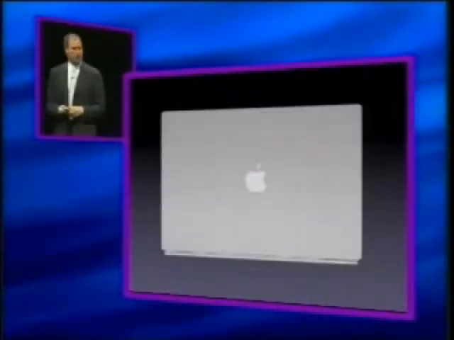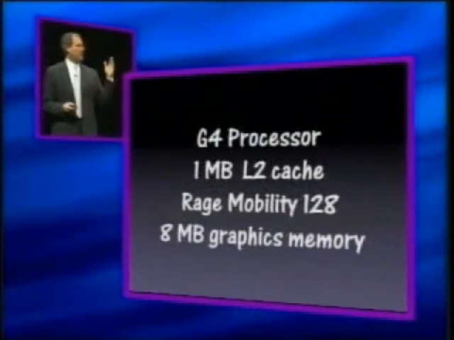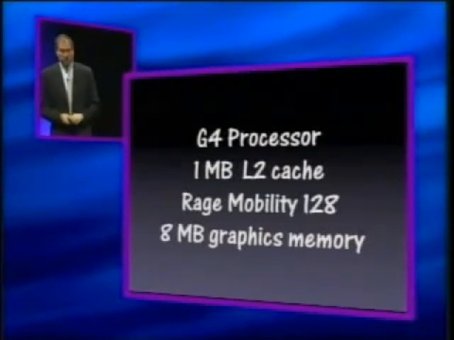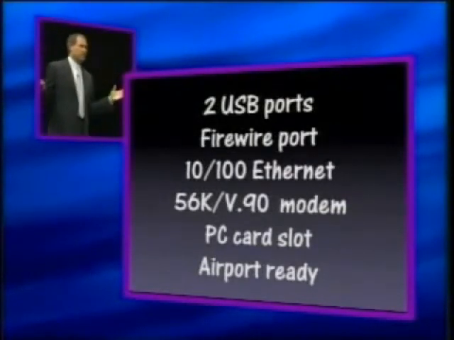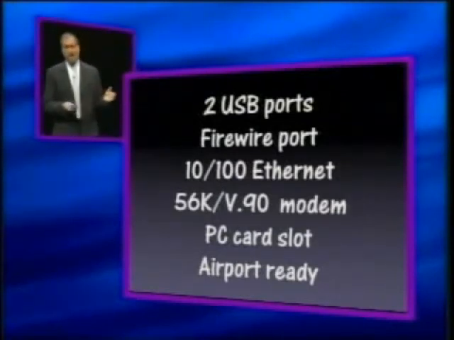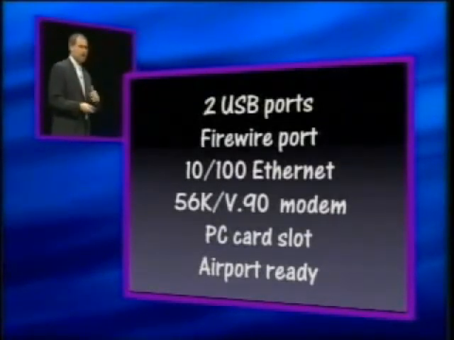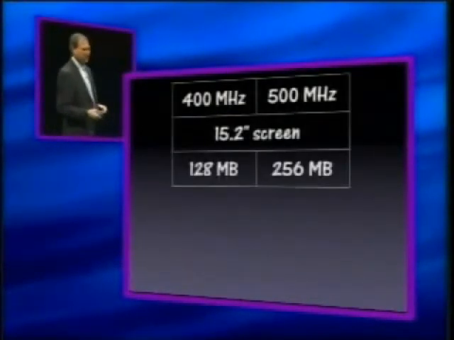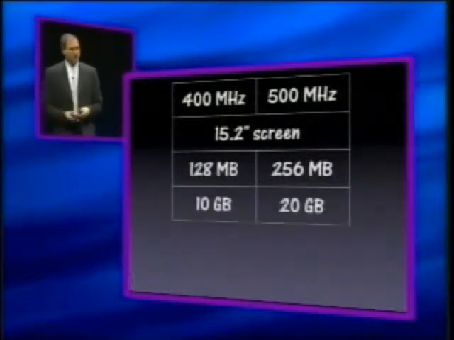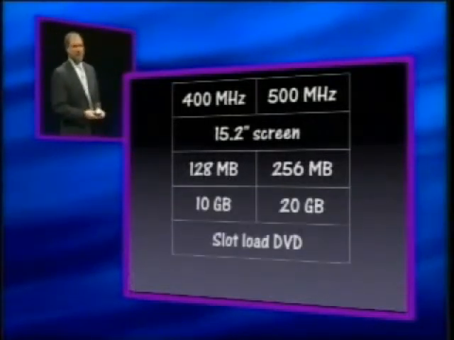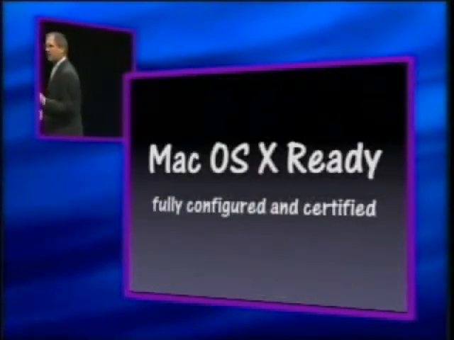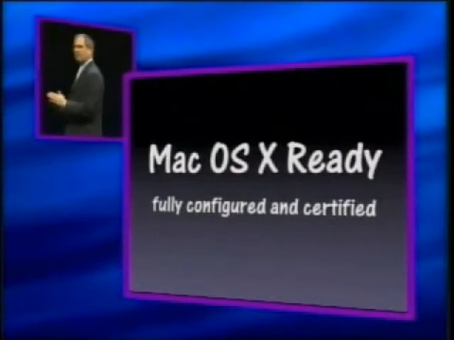The new PowerBook G4. We have 2 models of it. They both have G4 processors, large caches, Rage Mobility 128 graphics chips, and a full complement of I/O. USB, FireWire, Ethernet, modem, PC card, AirMac slot, etc. And the 2 models have 400 and 500 megahertz processors. Of course, they both have the big screen, lots of memory, large disk drives, both have a slot-load DVD, and these are the prices. Very competitive. And they are both Mac OS X ready, fully configured and certified to run Mac OS X.